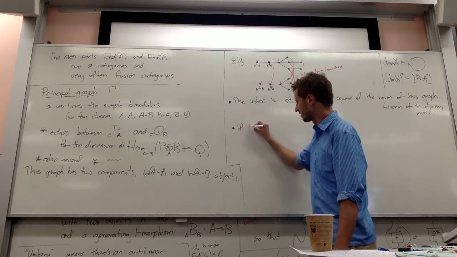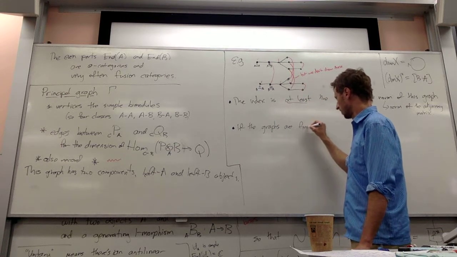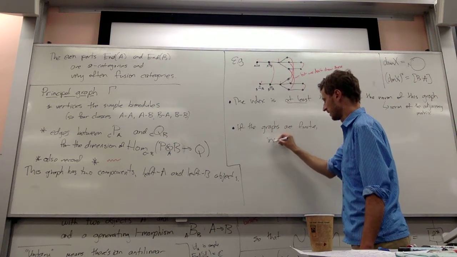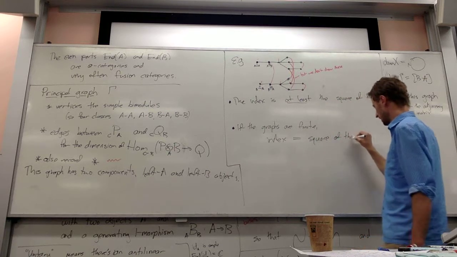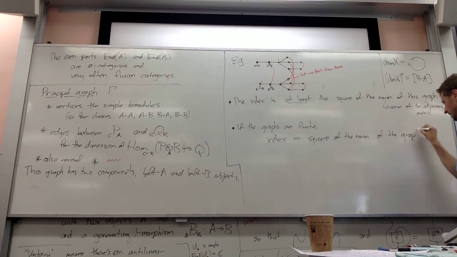And then if the graphs are finite, that is, there's only a finite list of simple bimodules in this thing, the index equals the square of the norm of the graph. This fact doesn't require any analysis, but does require you go learn something about Frobenius-Perron theory of eigenvalues of graphs, but it's something that you can do.